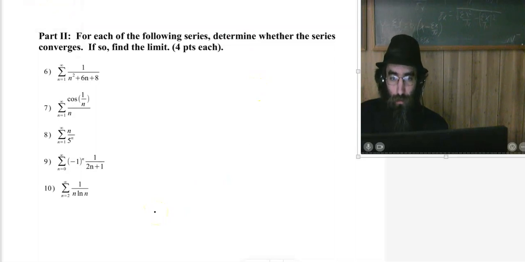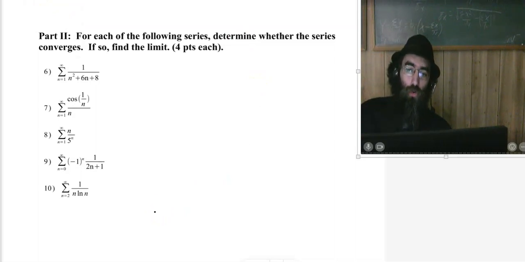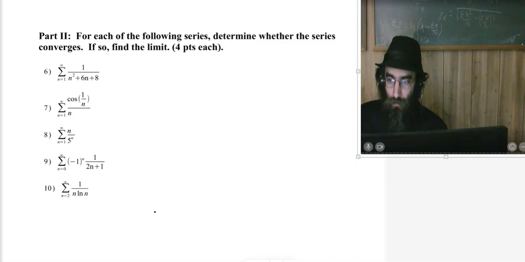Lastly, for this section, the sum as n goes from 2 to infinity of 1 over n ln n. Okay, why didn't I start the series at 1? Because the natural log of 1 is 0, and if I did that, there would be a 0 in the denominator, which we don't want.